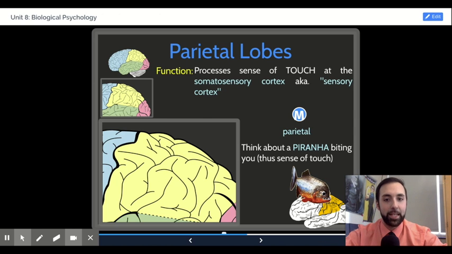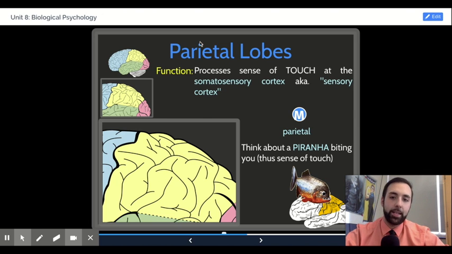within the parietal lobe, it contains what's called the somatosensory cortex, sometimes called the sensory cortex. I prefer to call it the somatosensory cortex because the word somato means related to the body. And that way, when you see sensory cortex, you don't overgeneralize and assume it means more than one sense, which again would not be the case. The only sense processed in the parietal lobe is the sense of touch.